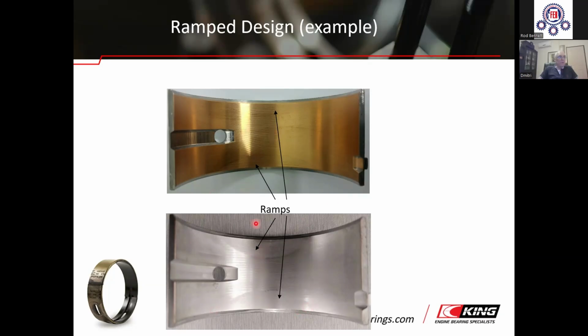The bearings that you see in this image, these are aviation main bearings, and those ramps facilitate or make easier the conforming process.